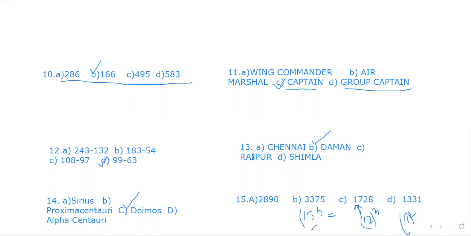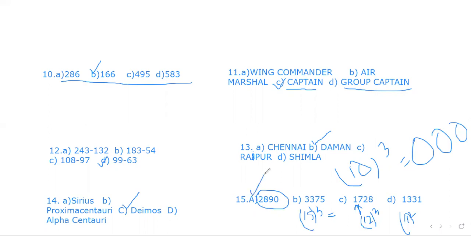Okay, 15 cube is this. But is there any number whose cube will give you 2890? We don't have such a number. Like if I say 10 cube, how many zeros will be there? 3 zeros will be there. A single zero cannot be in the cube of any number. So this is the odd one.